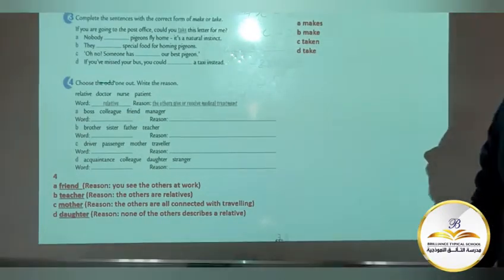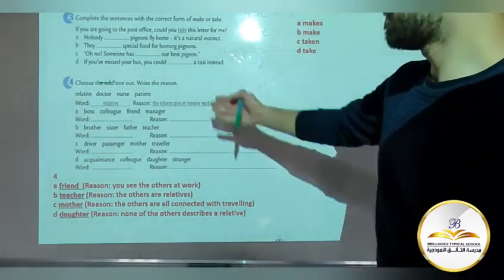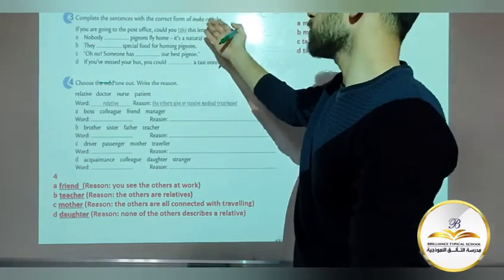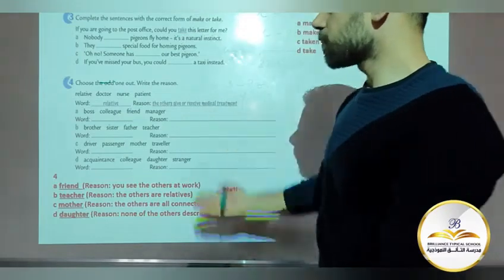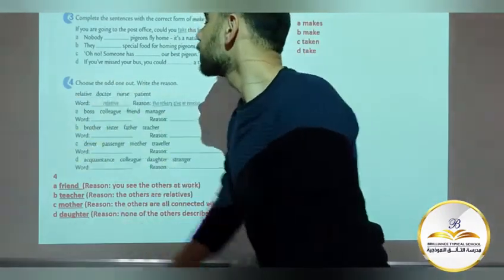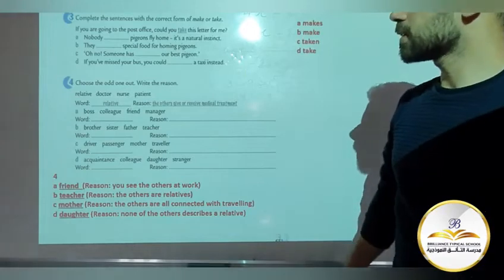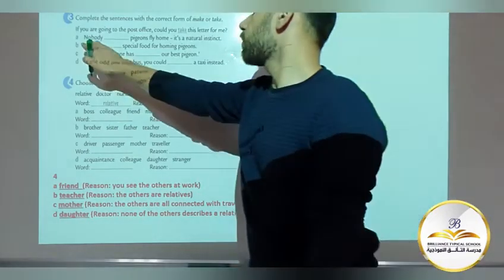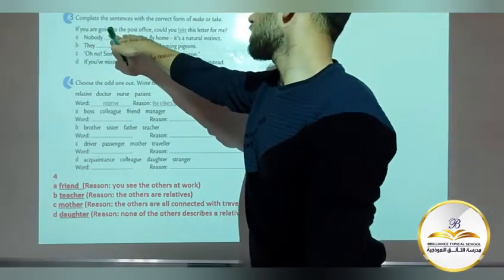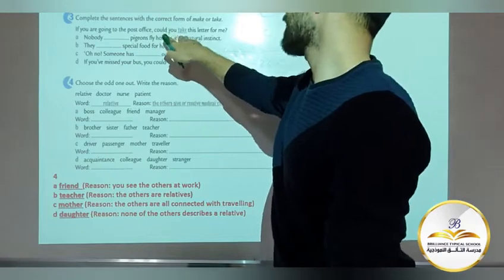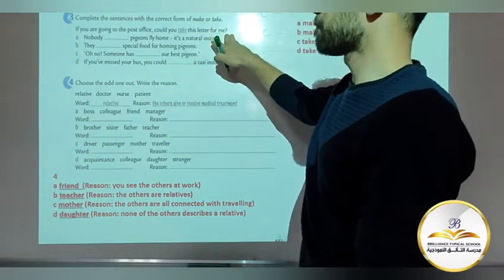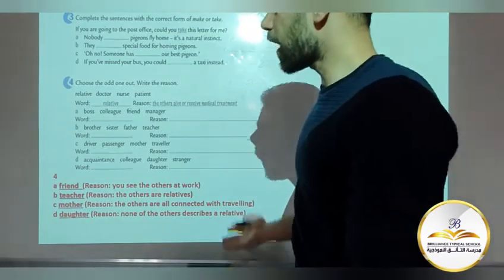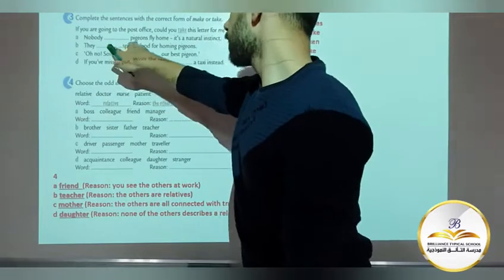Now, take a look at this exercise. Complete the sentences with the correct form of make or take. You can stop the video and you have 2 minutes to do this. So go ahead. Let's take a look at the answers. If you are going to the post office, could you take this letter for me? So, could you take this letter for me? It means to carry.